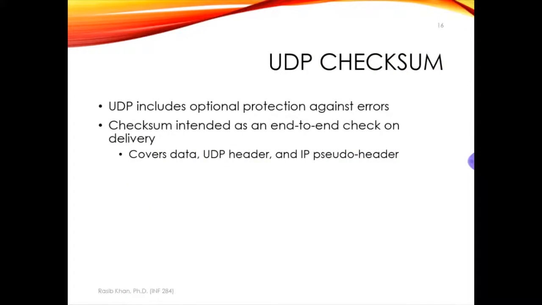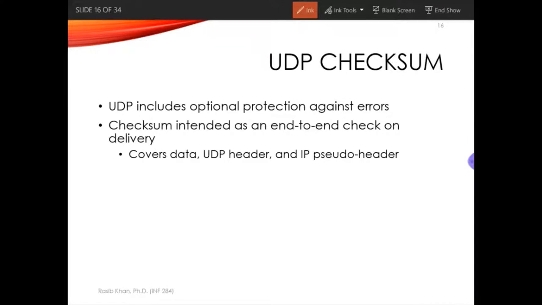So let's look at what the checksum does for us. This is a form of protection against errors. It is more like error identification, and what it is meant to do is to identify if any of the bits or any of the information within the packet got modified in the process of being transferred from the source to the destination. And it covers the data which is within the datagram.